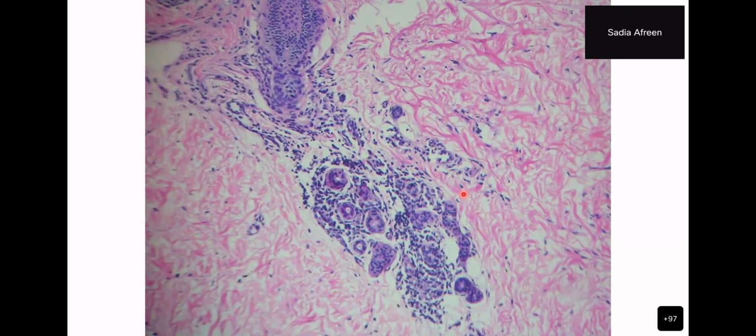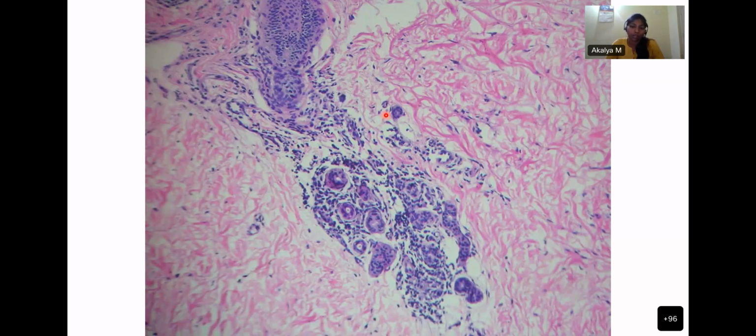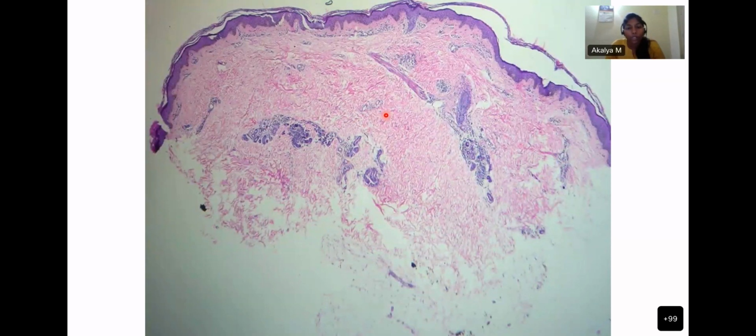Here there are periadnexal inflammatory infiltrates composed of lymphocytes and histiocytes. It is borderline leprosy because of these features. And I feel in lepromatous leprosy, there will be diffuse inflammatory infiltrates with foamy macrophages and all. And in tuberculoid leprosy, there will be granulomas. So I have given it as borderline lepromatous leprosy.